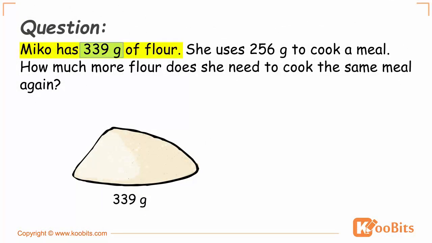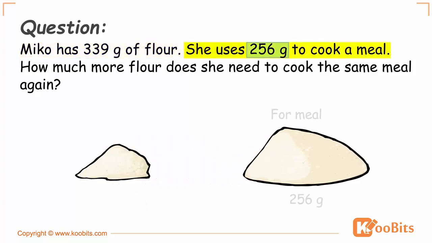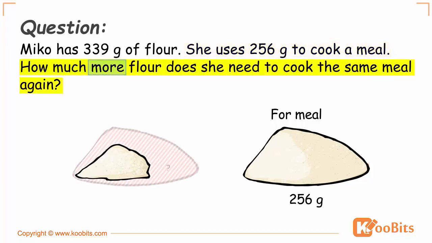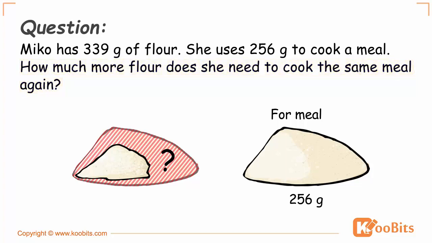Miko has 339 grams of flour. She uses 256 grams to cook a meal. How much more flour does she need to cook the same meal again? Let's break down the question and understand it, shall we?